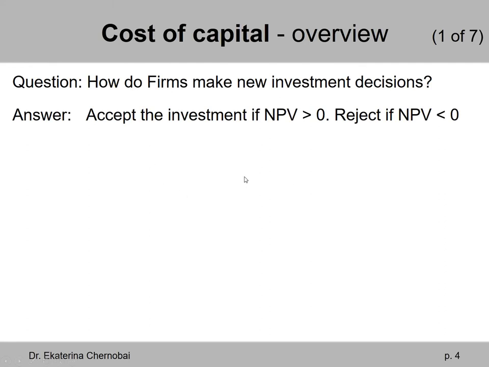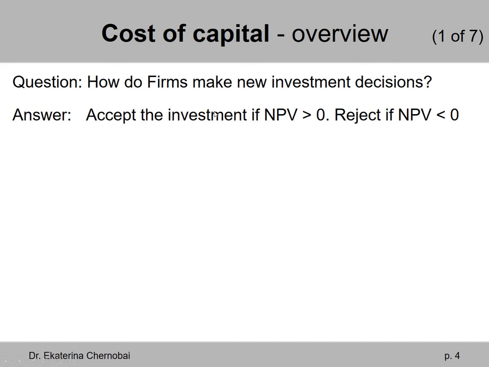Okay, let's look at the big picture of what Chapter 14 is all about. It's actually pretty simple. Let's start with something you already know well from our earlier chapters. Question: how do firms make new investment decisions?